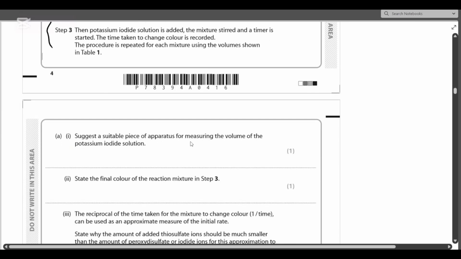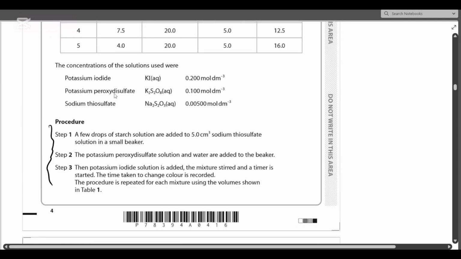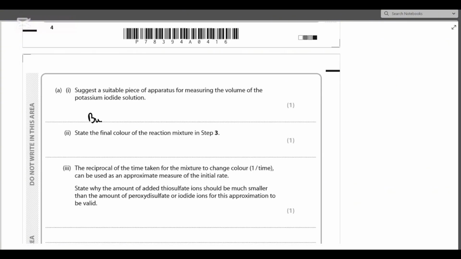Suggest a suitable piece of apparatus for measuring the volume of the potassium iodide solution. Now, in this case, we can suggest many things. We can say, how about a burette? We can basically use a burette, or we can also use a graduated pipette, which basically means a pipette with markings. So we can use any one of the general measuring instruments for measuring the volume of the potassium iodide solution.